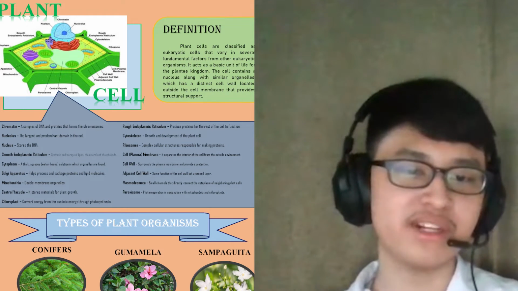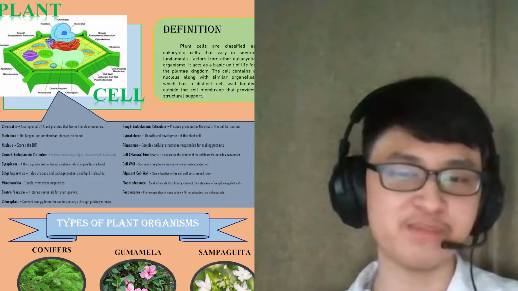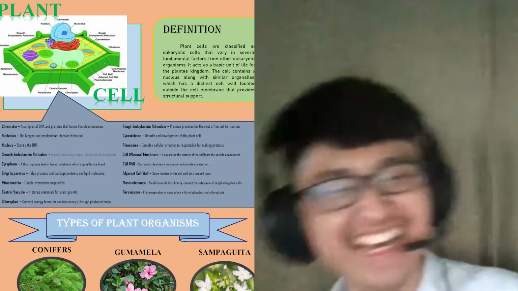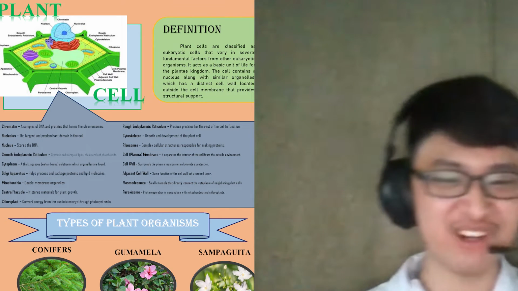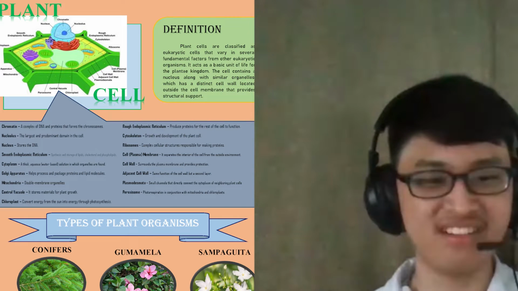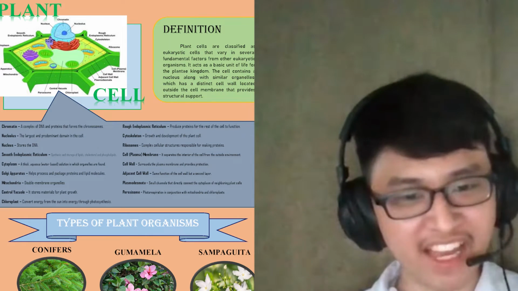Cell wall surrounds the plasma membrane and provides protection. Adjacent cell wall, some function of the cell wall, but a second layer. So a second giant China wall. Okay. Nice.